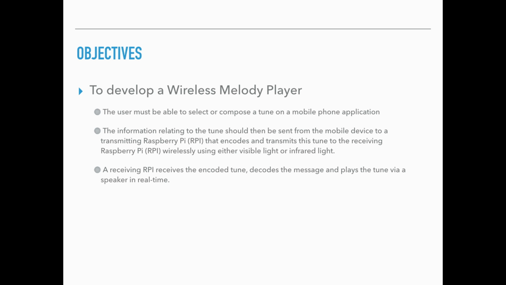For this project, we are required to develop a wireless melody player. The system must consist of a mobile phone with a phone application with which a user can compose a tune to play. The information from this tune then needs to be sent to a transmitting Raspberry Pi. On the transmitting Raspberry Pi, the information must be encoded and transmitted to a receiving Raspberry Pi through either visible or infrared light. The receiving Raspberry Pi then needs to be able to decode the data and play the tune through a speaker.